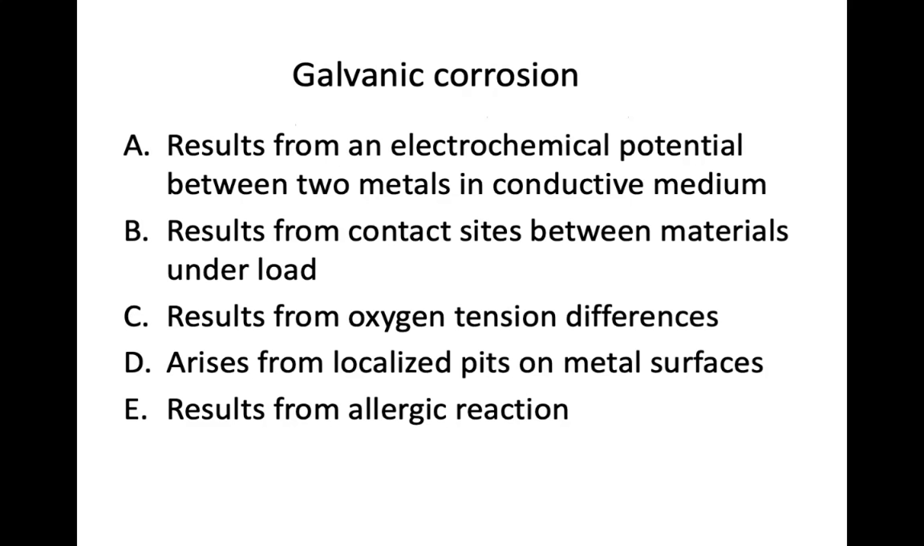Galvanic corrosion. A, results from an electrochemical potential between two metals in a conductive medium. B, results from contact sites between materials under load. C, results from oxygen tension differences. D, arises from localized pits on metal surfaces. Or E, results from allergic reaction. The answer is A, results from an electrochemical potential between two materials in a conductive medium.